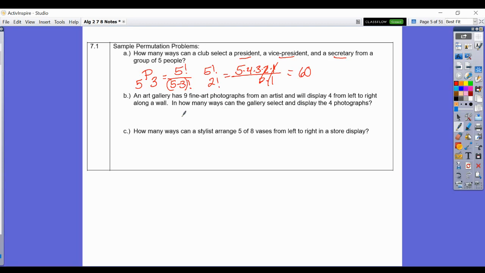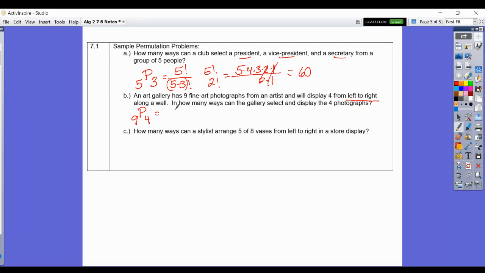Part B, an art gallery has 9 photographs from an artist and will display 4 from left to right. That is key in deciding that the order does matter. If I was just choosing 4 to display and order didn't matter, this is a different story. Order matters. We've got 9 items and we are picking 4 of them to display in order.